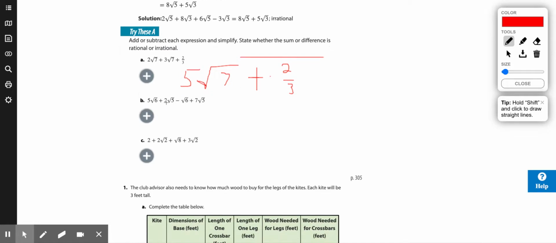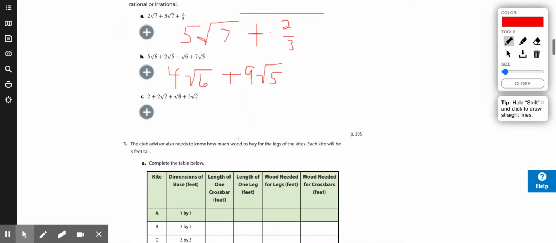Okay, let's see. Combine like terms. We have square roots of 6 and we have square roots of 5. So let's combine like terms. 5 square roots of 6 minus a square root of 6 is 4 square roots of 6. 2 square roots of 5 plus 7 square roots of 5 is 9 square roots of 5. And there we go. Okay, combining like terms.